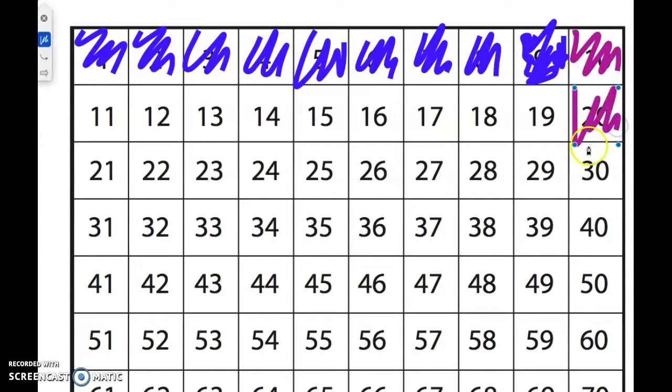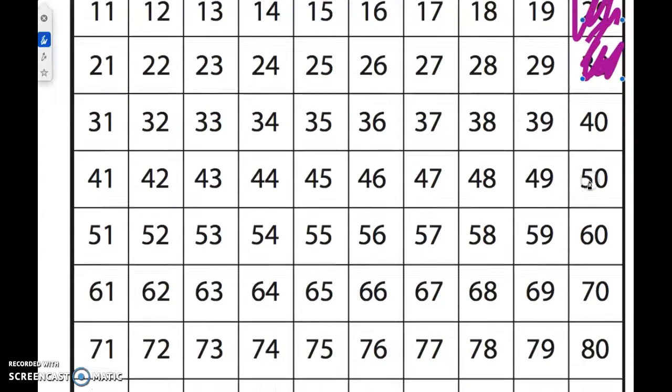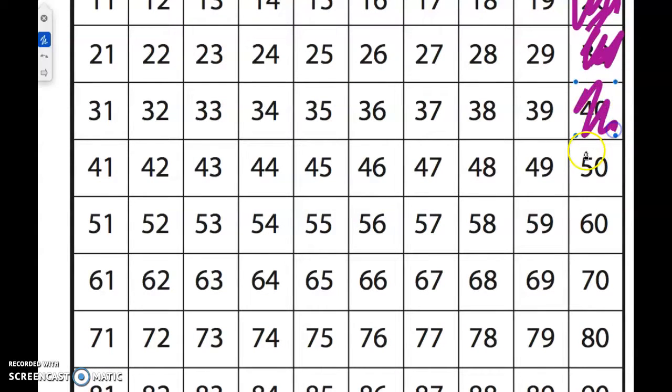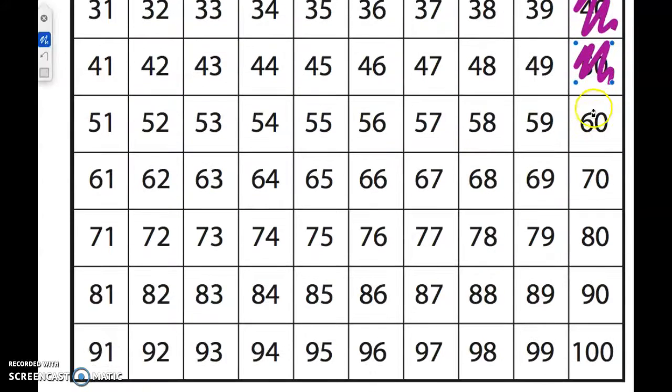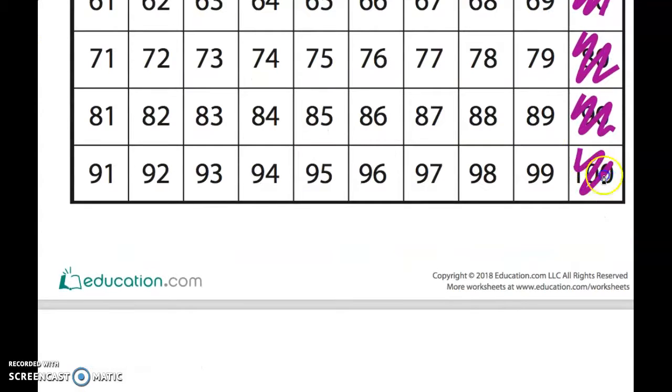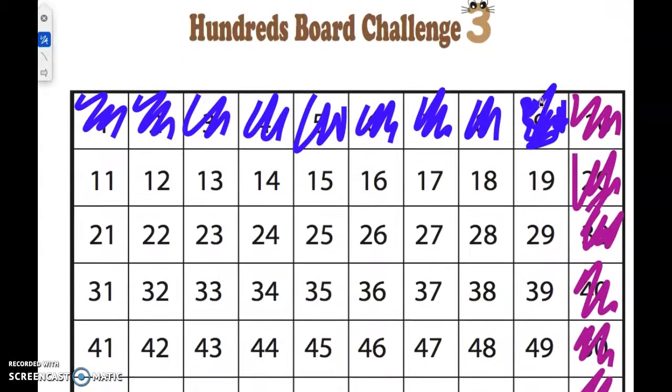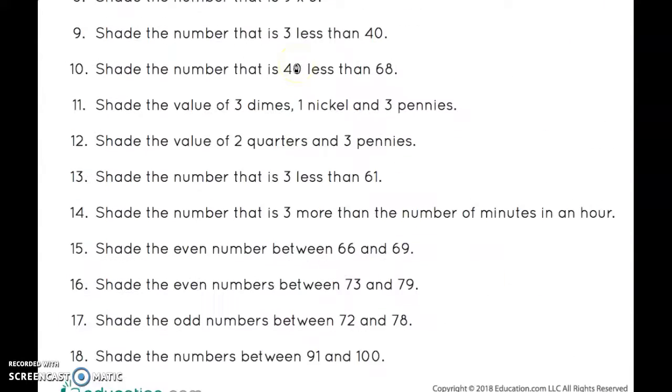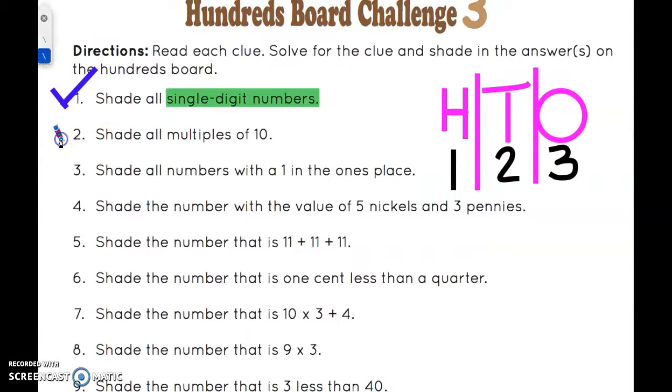So here's 10, 20, 30, 40, 50, 60, 70, 80, 90, oh, and of course 100, because 10 times 10 is 100. Multiples of 10. All right, I can give myself a check mark. I just did number 2, so that's exciting. Check. All right, now shade all numbers with a 1 in the ones place.